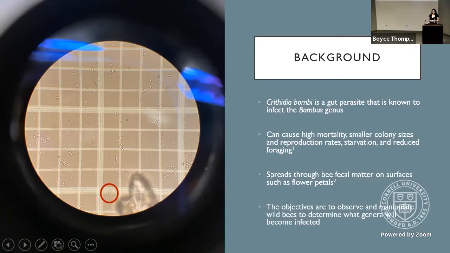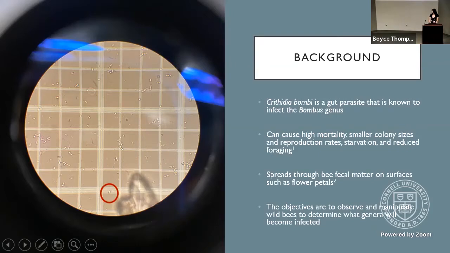Crithidia bombi is a parasite I was working with this summer. It's a gut parasite that's well known to infect the Bombus genus, otherwise known as the bumblebee. One of the things that was noticed is that it can cause high mortality, especially to the queen, which results in a smaller colony size and lower reproduction rates. It also increases starvation and reduces the foraging for the bees to go out and collect pollen or nectar. As I said before, these parasites are often spread through bee fecal matter on surfaces like flower petals, and again, spillover events can occur where a bee can transmit to another bee.